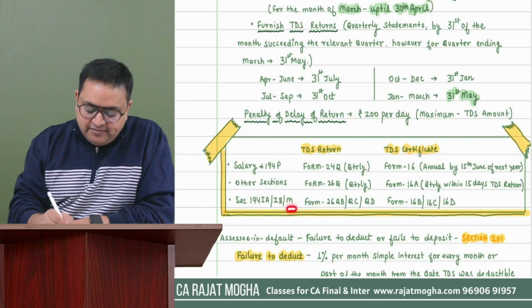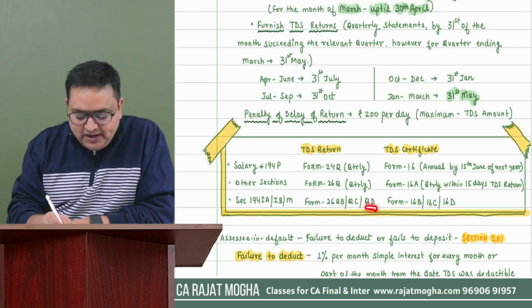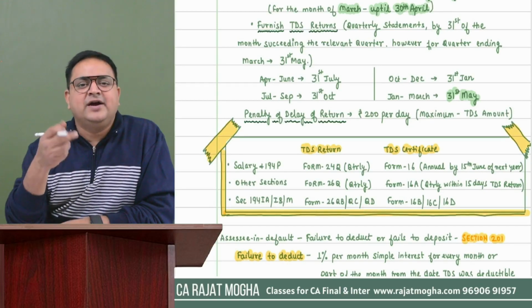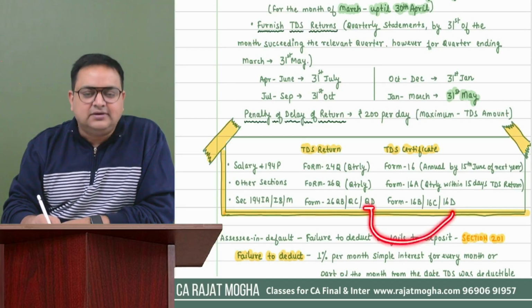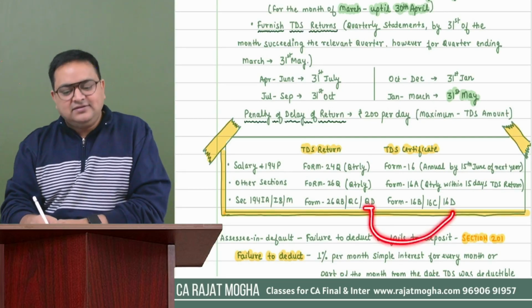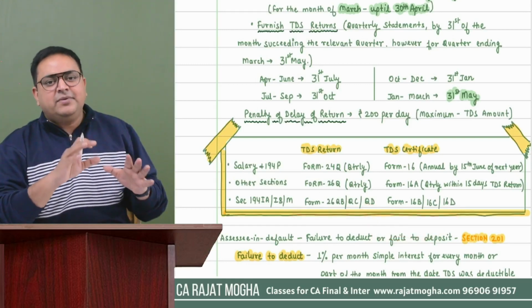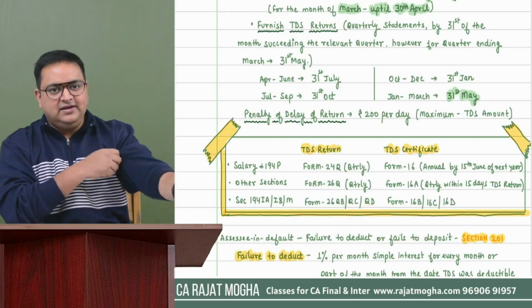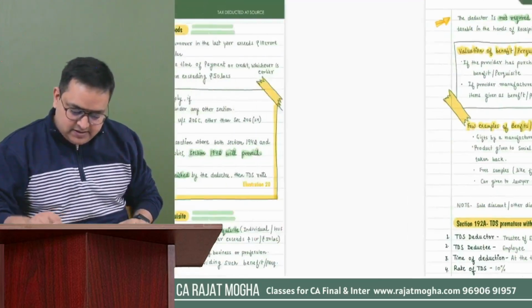In 194M, you have to furnish a TDS return in Form 26QD. It's a very simple return. It is in fact a challan cum return. 26QD is the TDS return and the TDS certificate is 16D, right? Although it will not come in the examination, at the back of the mind you should understand that these are the TDS returns and TDS certificates.